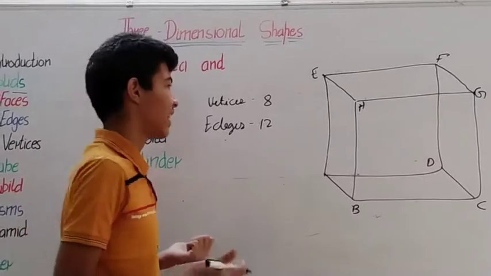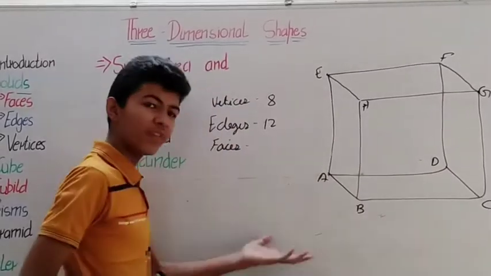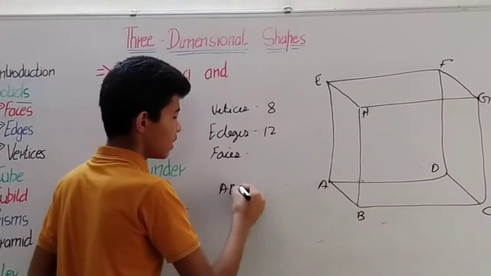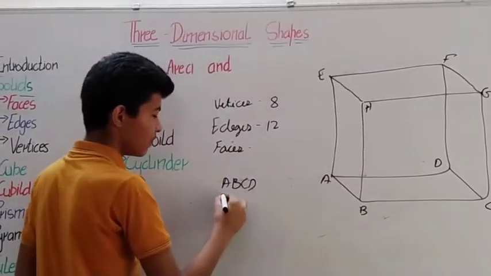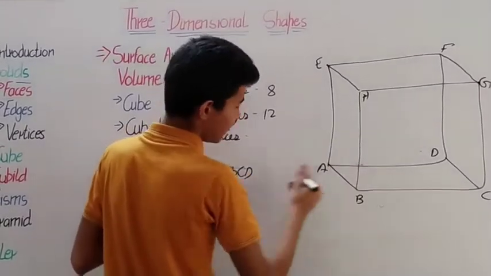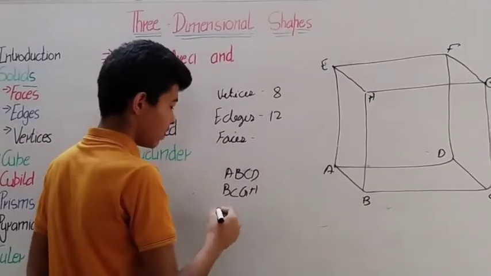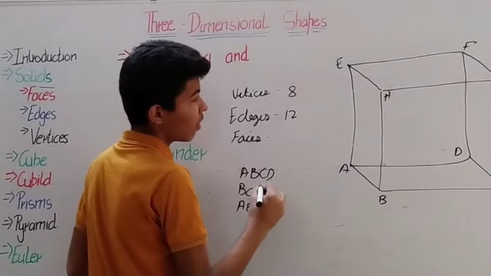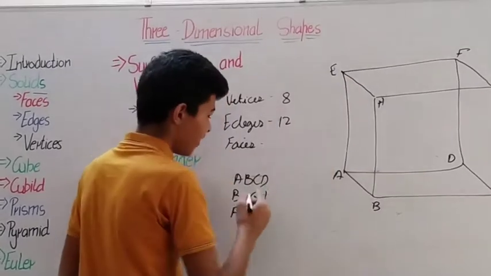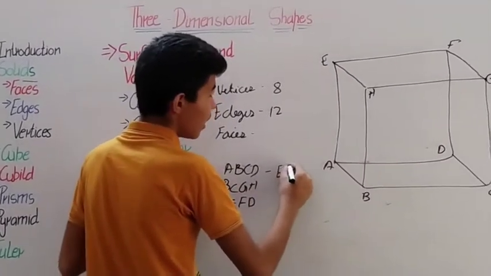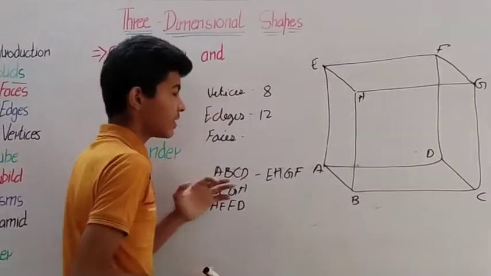Now how many faces does it have? The first face is the lower face, the bottom face, that is ABCD. Let's move to the front face and the back face. We have BCGH, that is the front face, and the back face is AEFD. Let's move to the top face, which is EHGF. This is the top face.